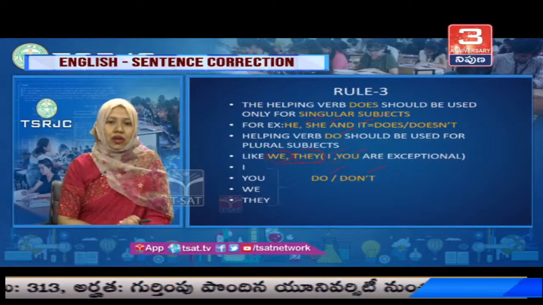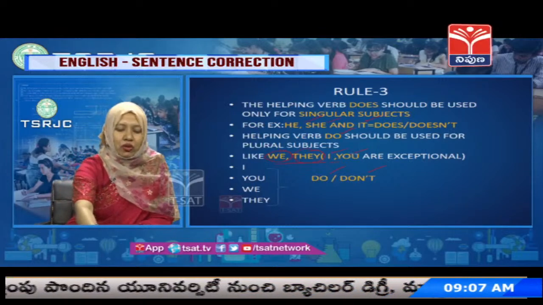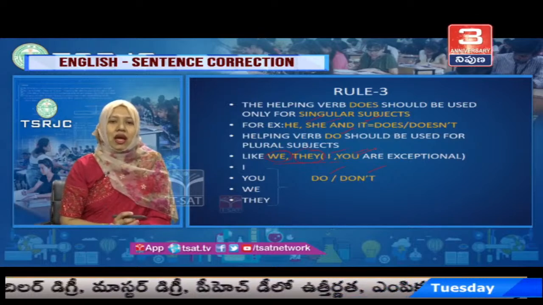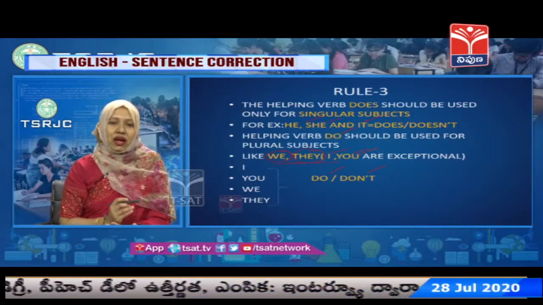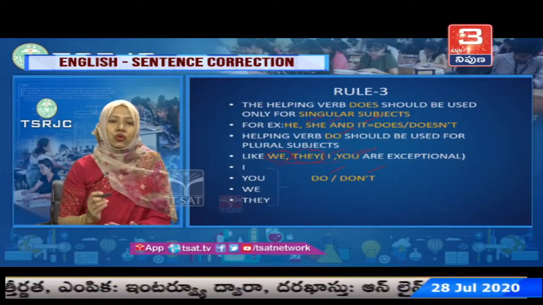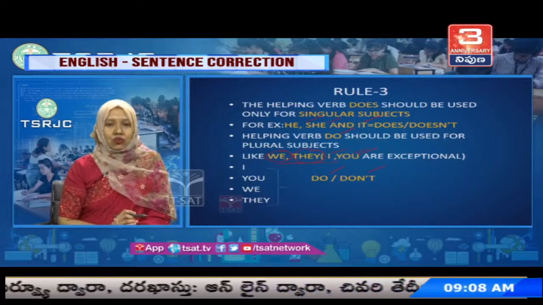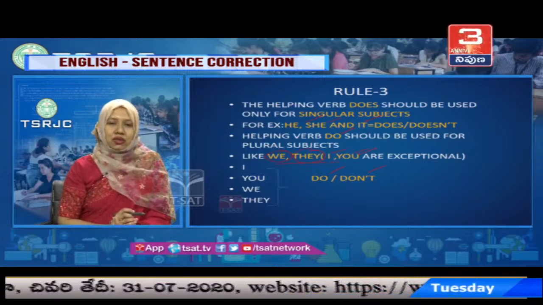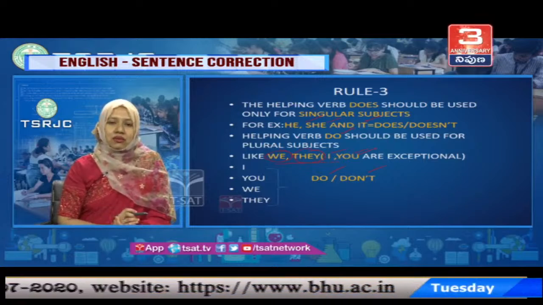Though "I" is singular here, "you" is also referred to as a singular subject. But with "I" and "you," whenever a sentence starts with "I" and "you," you should use "do." I do. I don't do this. I don't like to do this.